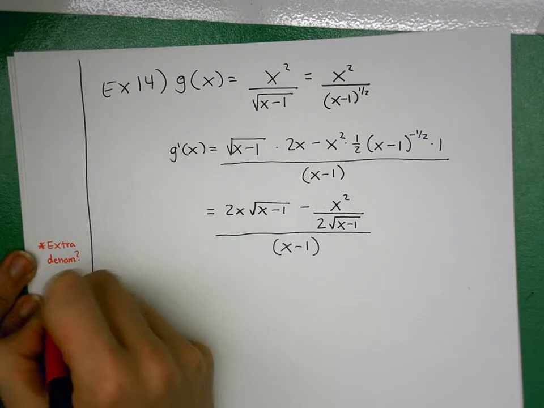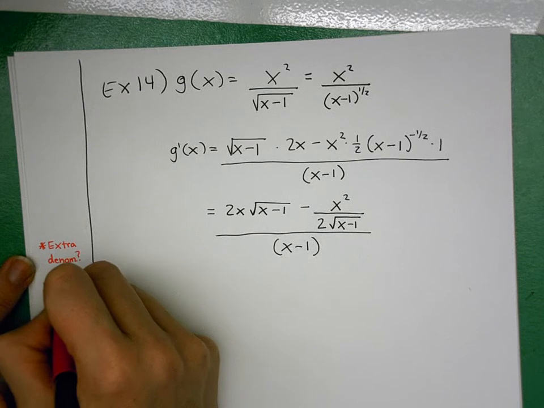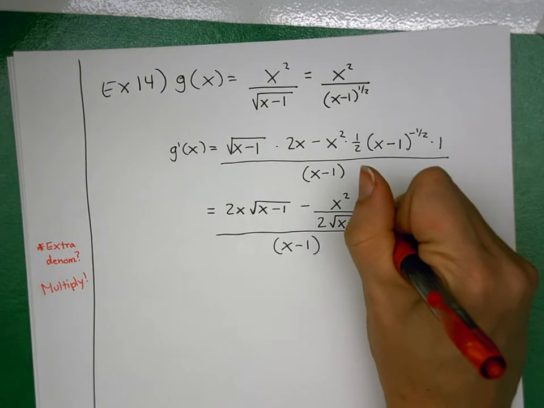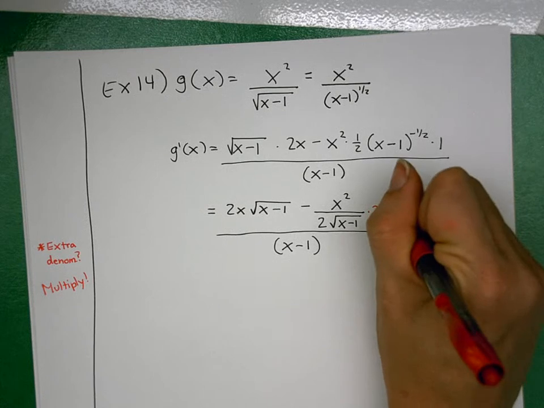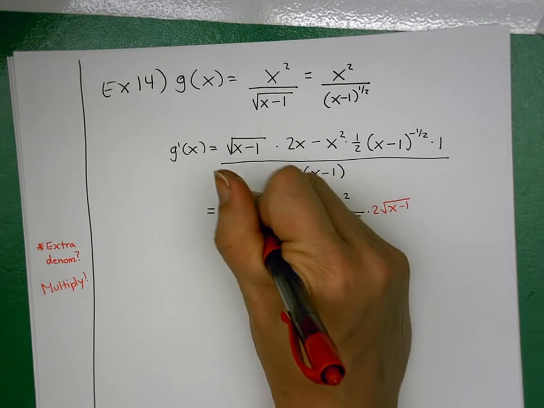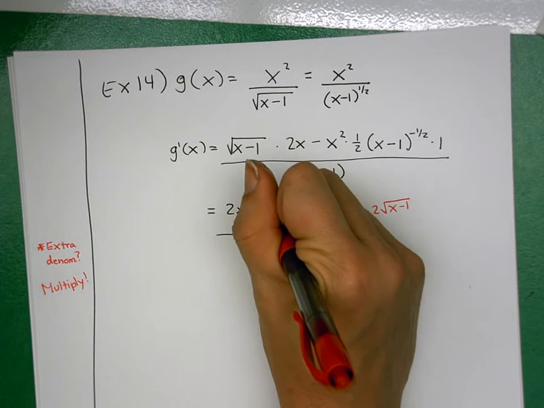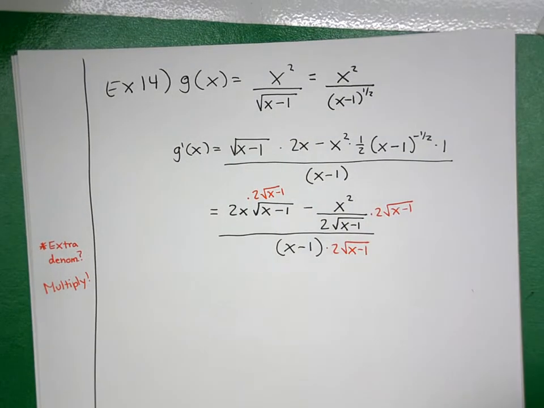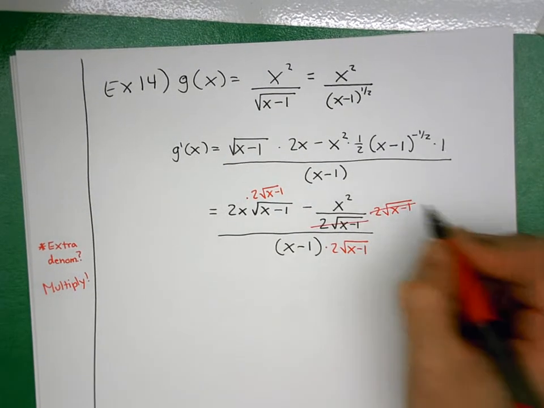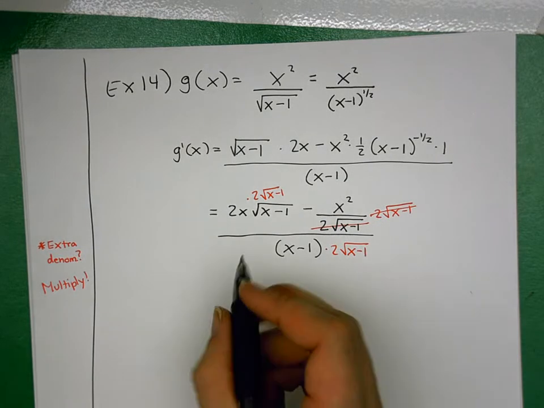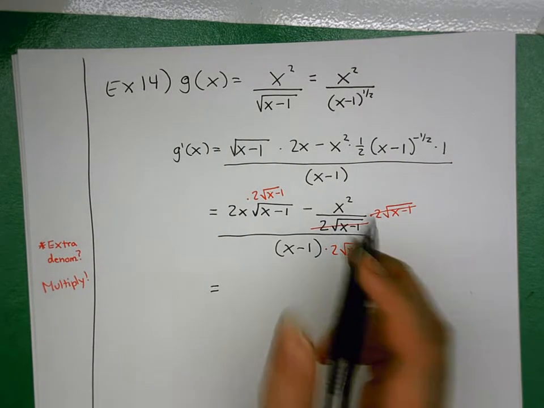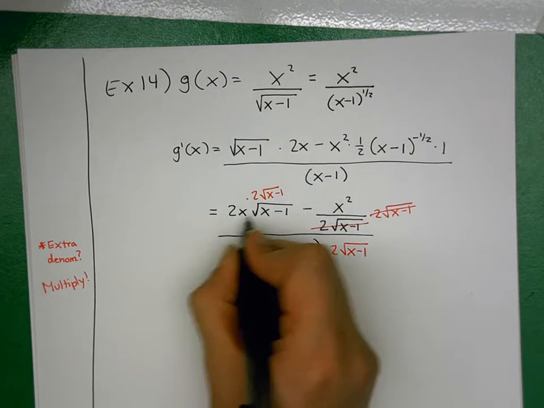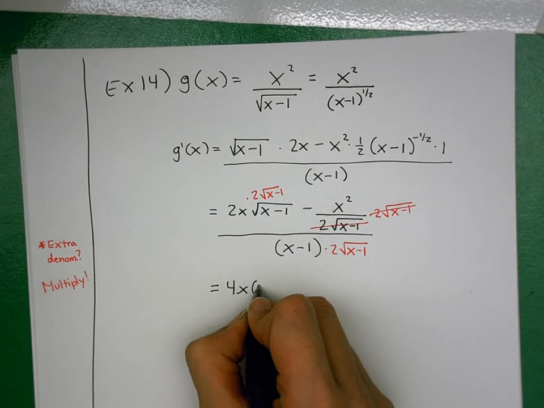Multiply. Okay, so we're going to be multiplying by that 2 root x minus 1. But then doing it to all of them, right? The 2 root x minus 1 and 2 root x minus 1. That will cause this extra denominator to cancel. Okay, so in my first term, 2 times 2 is 4. We've got our x, and then root x minus 1 times root x minus 1 is just x minus 1.